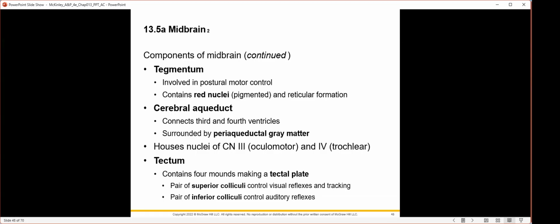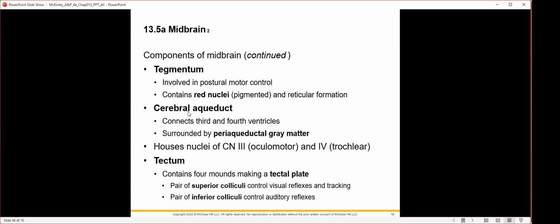Additional structures for the midbrain, we have something called the tegmentum, which contains our red nuclei, which we won't get too much into, but it also contains a group of structures called the reticular formation. The reticular formation, which we will look at in a later slide, has to do with our arousal or our consciousness. The reticular formation is what allows us to go to sleep and then come back into consciousness. If there are effects to this reticular formation, someone might be in a coma.